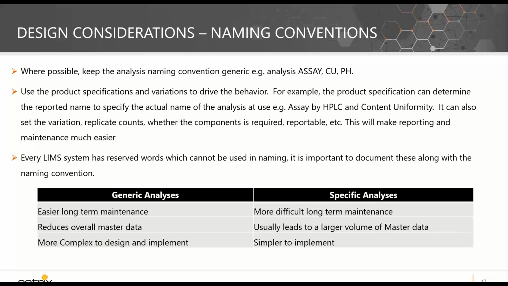So in general, a generic analysis will allow for easier long-term maintenance. It will reduce the overall amount of master data, but it can be a little bit more complex to design and implement. When you have specific analyses, the long-term maintenance is much more difficult. It usually leads to a larger volume of master data, but it can be simpler to implement. And this is why, as we mentioned earlier, if you leave it until the end, and there's a huge amount of data, it might be more tempting to take the simpler path, even though it may not be best in the long term.